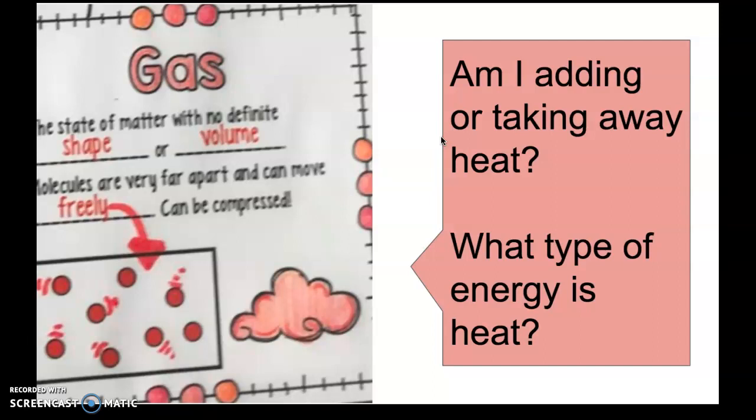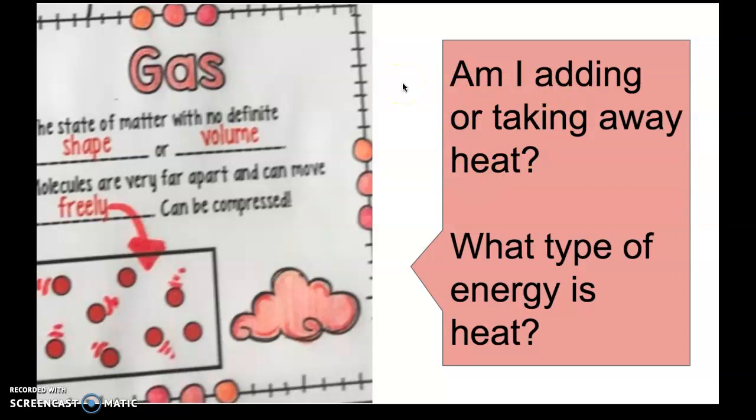Gas is the state of matter with no definite shape and no definite volume. These molecules are very free. They move around, they bounce around, they move really, really quickly. And they can be compressed, although that's not something I would necessarily ask you.